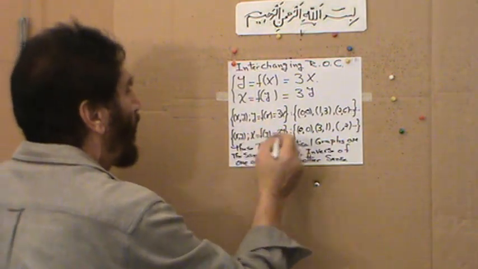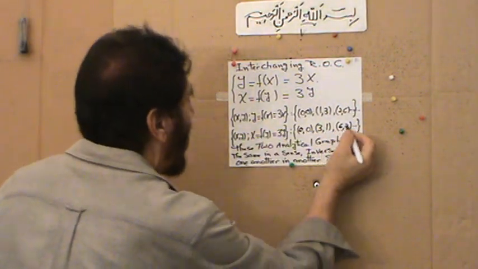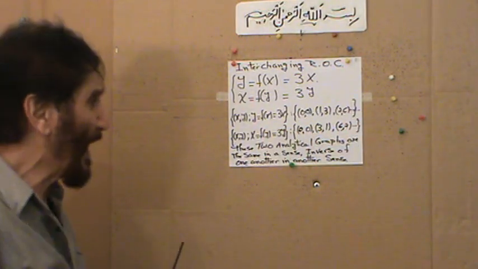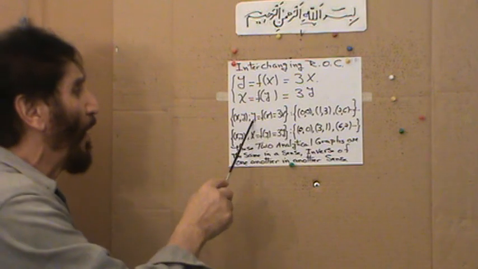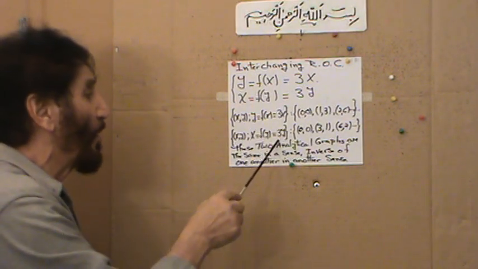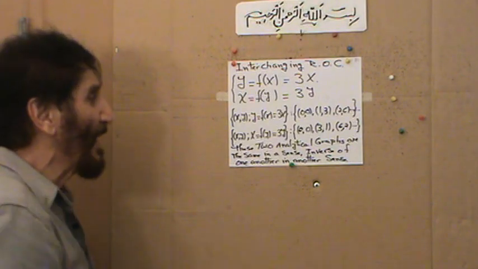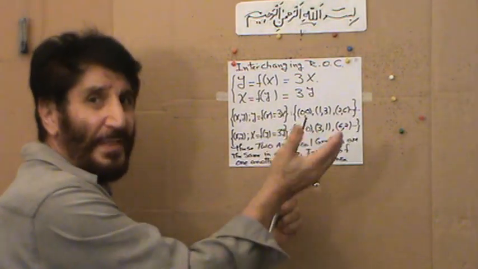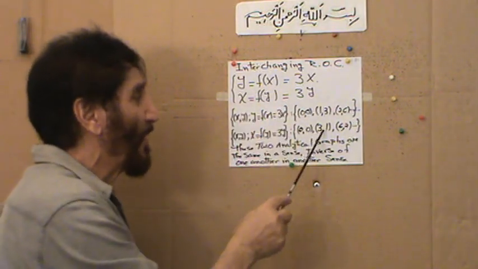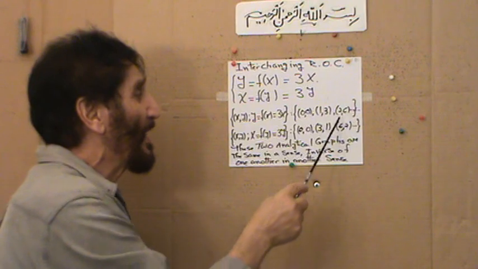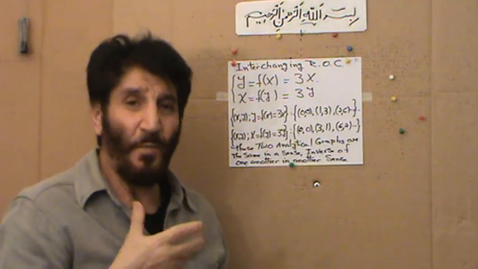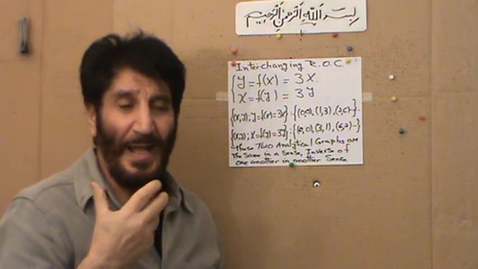When y is 2, x is 6. When y is 3, x is 9, and so on and so forth. Now, looking at the analytical graph of y equals 3x, and the analytical graph of x equals 3y, we notice that x and y, the ordered pair, have been switched. You see that? (1, 3) becomes (3, 1). (2, 6) has become (6, 2). Do you notice that?